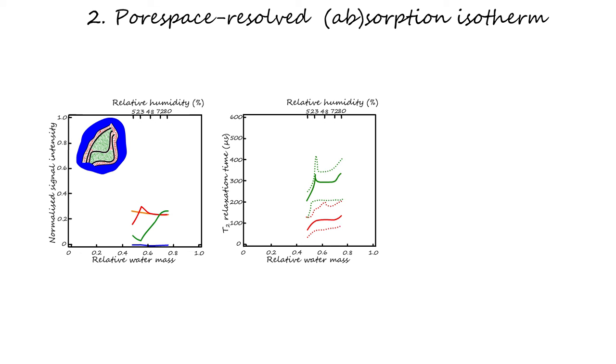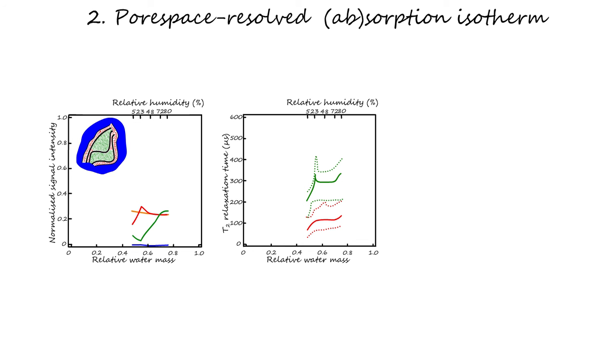Towards the end of the investigated humidity range, the gel pore, green, intensity increase slows down, whilst the interlayer and solid intensities have become constant. This suggests that the interlayer pore system has now been filled completely, and only the largest gel pores are still being filled, at approximately 72% relative humidity. Therefore, we see an increase of the T2 relaxation time and a shift of the upper boundary of the peak of the gel pores.